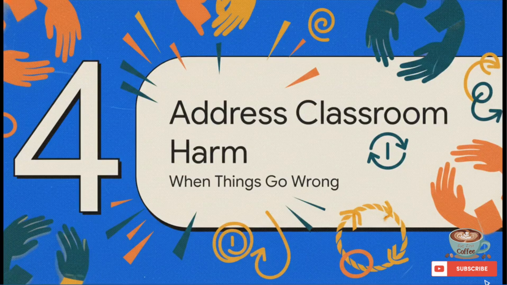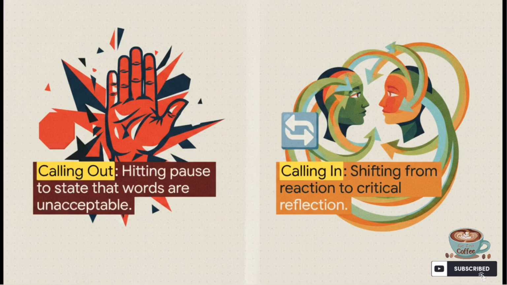Section 4. Addressing classroom harm when things go wrong. Okay, let's just take a collective breath here. Because as your mentor, I've got to be straight with you. Mistakes will happen. Boundaries will be crossed. Harmful statements will accidentally, or even intentionally, be made in your classroom.